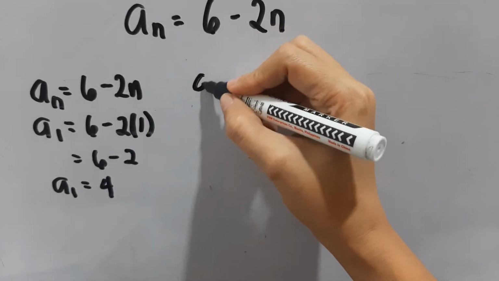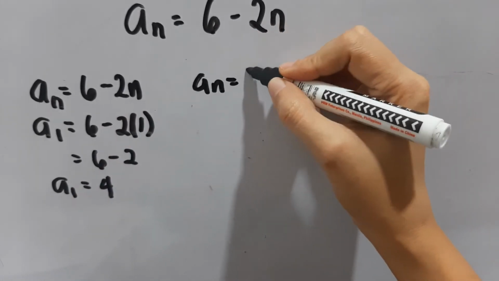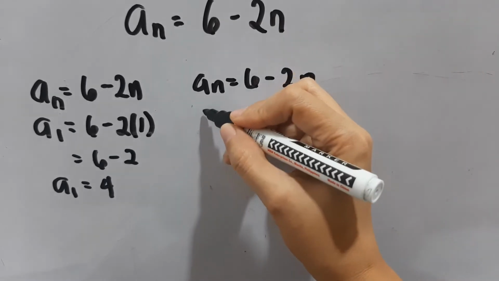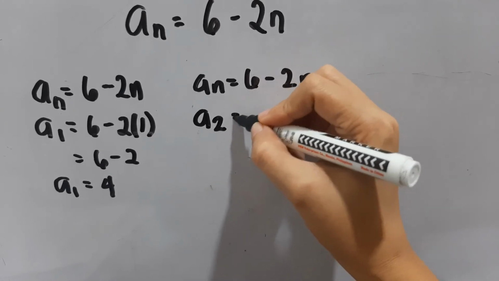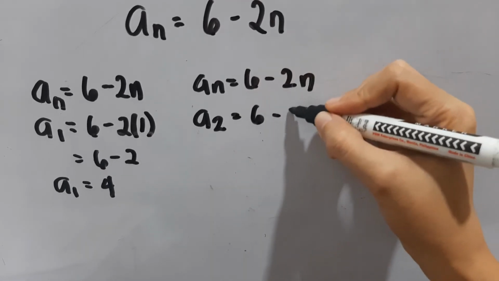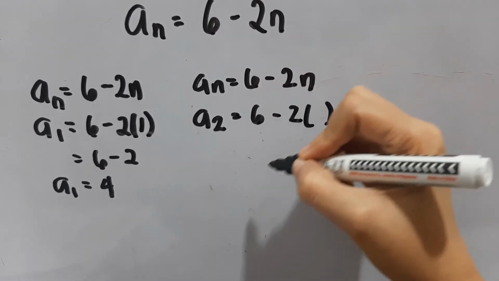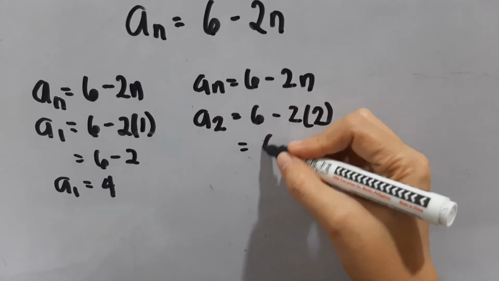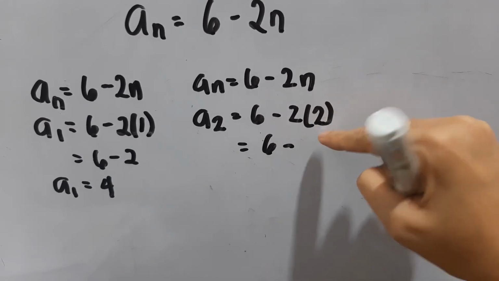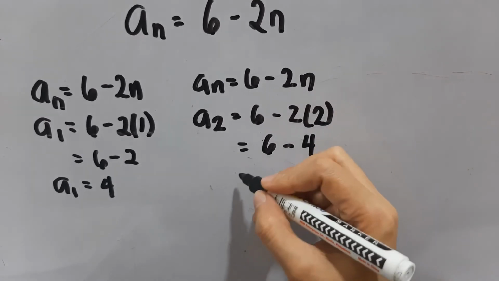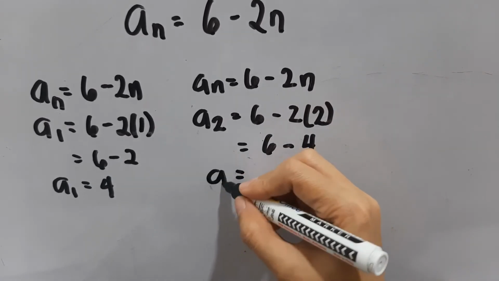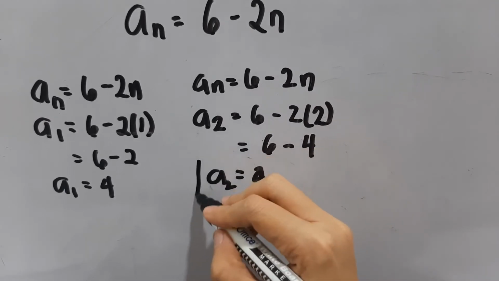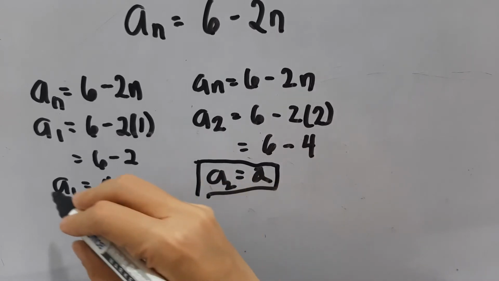Next, let's proceed to the second term. So, a sub 2 equals 6 minus 2 parenthesis. Copyahin lang yung 2. So, we have 6 minus 2 times 2 is 4. Second term is equal to 2. So, we have this.